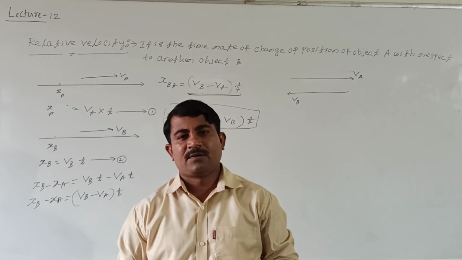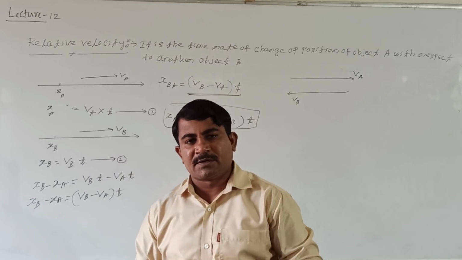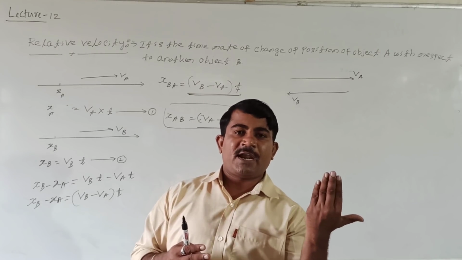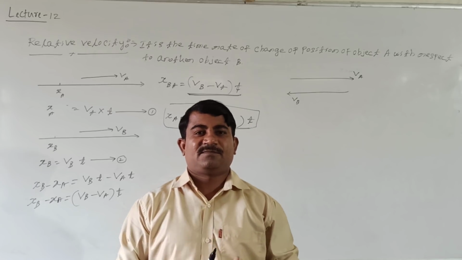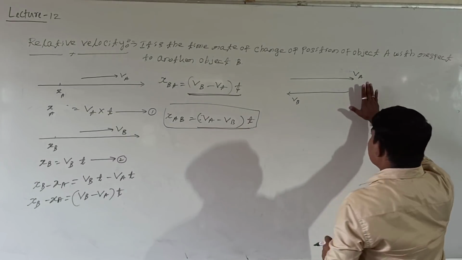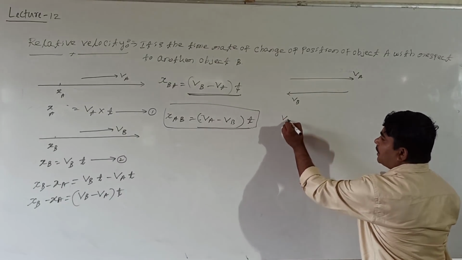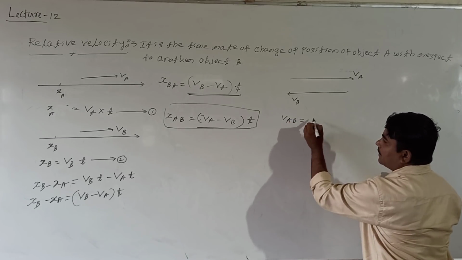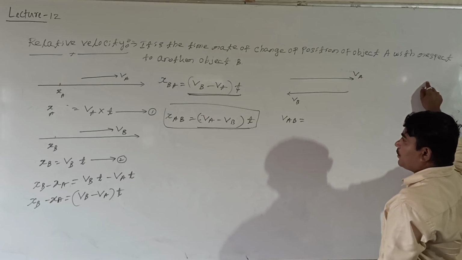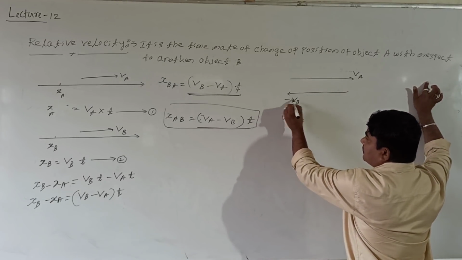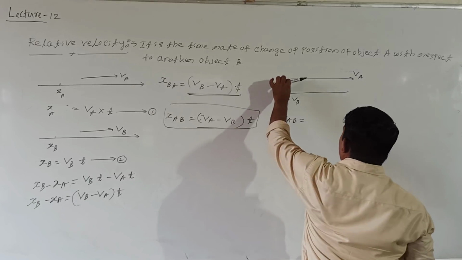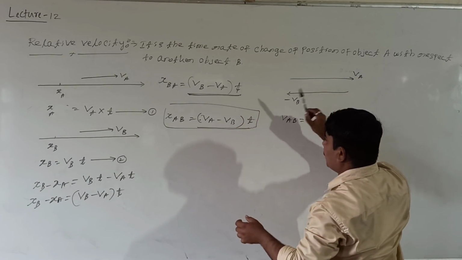I said one example. If you are moving in a compartment of a train and another train goes in the backward direction, what can you feel? This train is moving very fast as compared to us. Did you observe it? Now in this case, how to represent the relative velocity of train A with respect to train B? Here we are taking the convention: along the positive x-axis, velocity is taken to be positive, and along the negative x-axis, velocity is taken to be negative. Right?